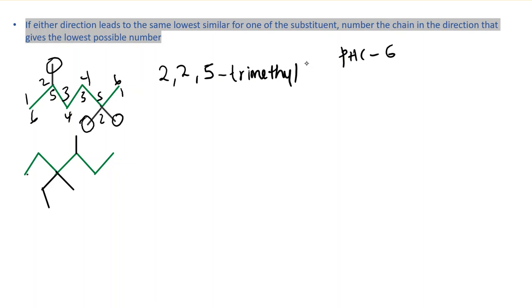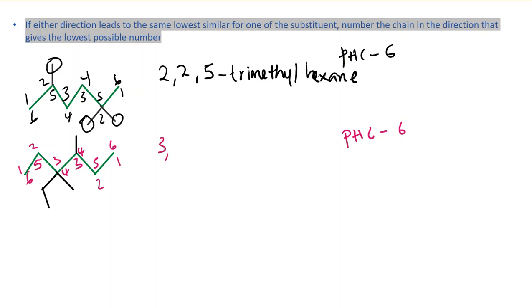Trimethylhexane, which is our parent hydrocarbon. For our next example, we're going to determine the parent hydrocarbon. 1, 2, 3, 4, 5, 6. Okay, so our pHC is 6. So I'm going to erase this and put it right here. 5, 6. So now we're going to determine the substituents branching off.